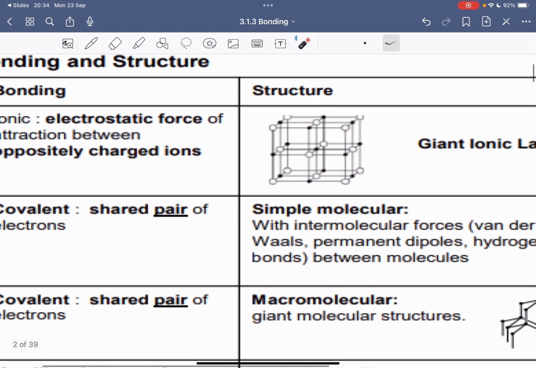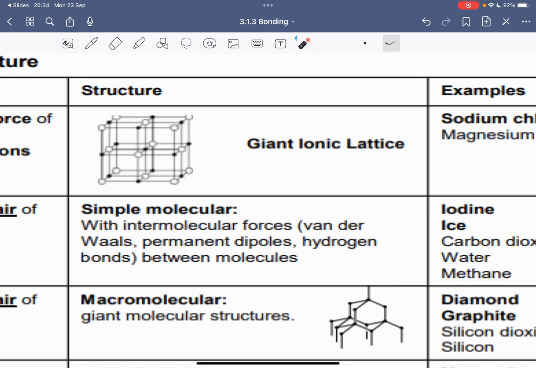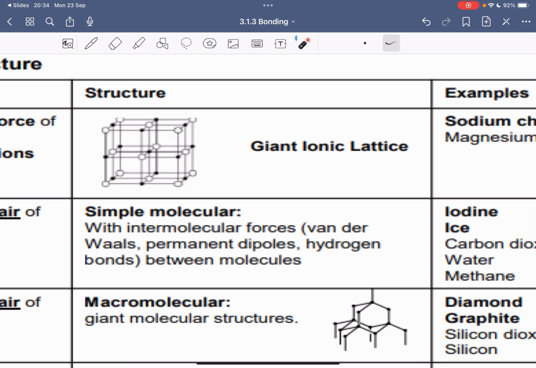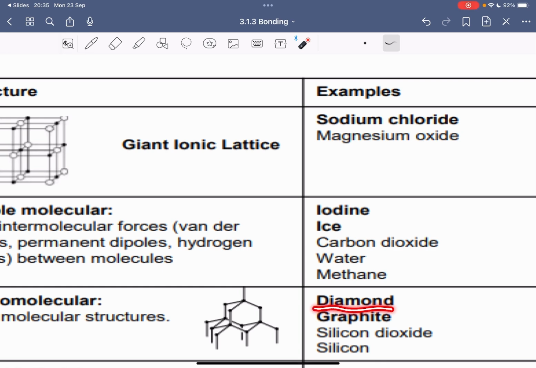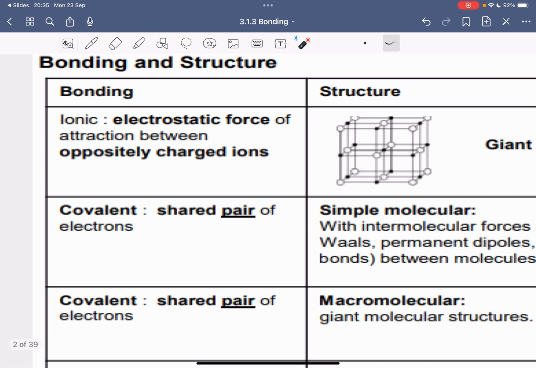Okay, and another type of covalent structures is macromolecular. Okay, so these are giant molecular structures, something like this. And basically, simple molecular is like little molecules like CO2, and they're all attracted to each other by intermolecular forces. Whereas macromolecular, it's just the whole structure is one big molecule. Okay, so the first two you probably would have gone through at GCSE. If you don't really understand the difference between simple molecular and macromolecular, don't worry about that too much for now.